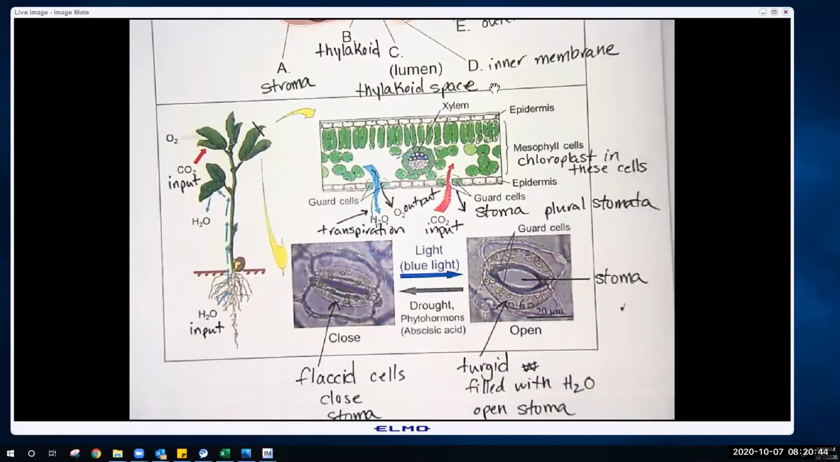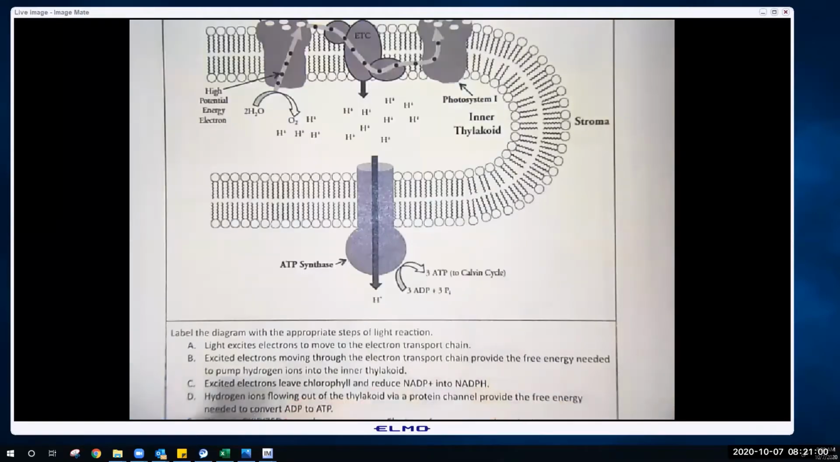I want to make sure there aren't any questions before we move out of this gross anatomy. Okay. So let's move on to page 2.